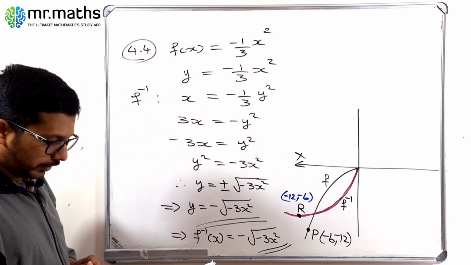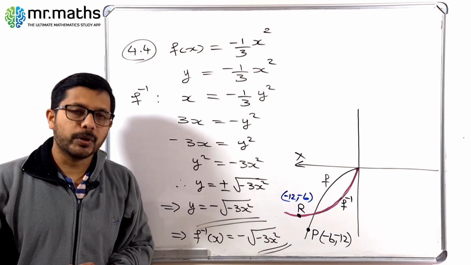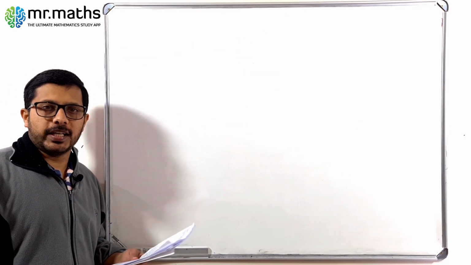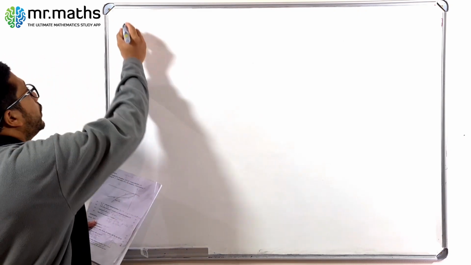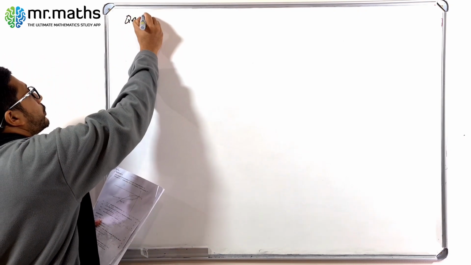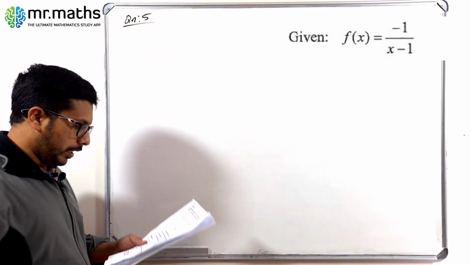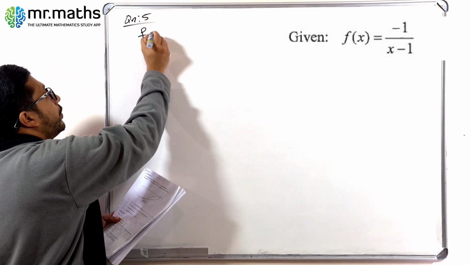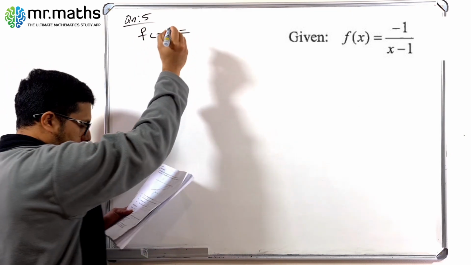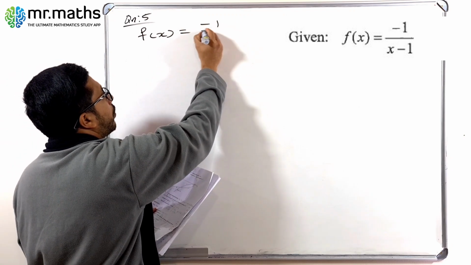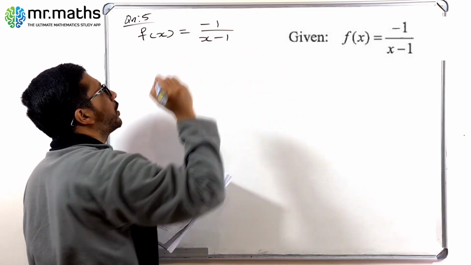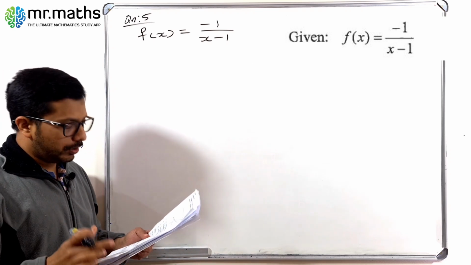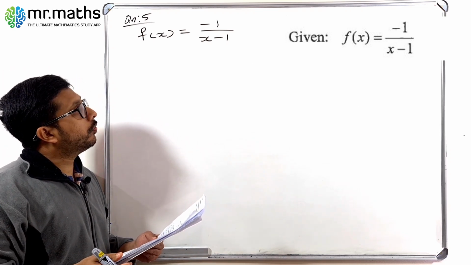Now let's go to question number 5. Let's go to the next question. Question number 5. What is question number 5? Given f of x is equal to minus 1 over x minus 1.